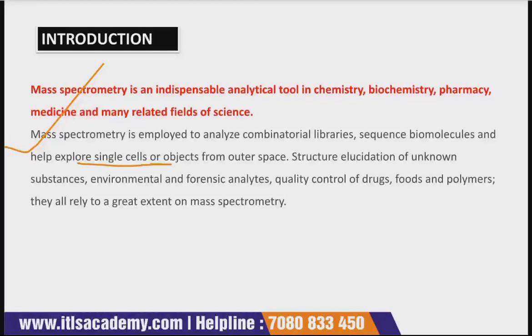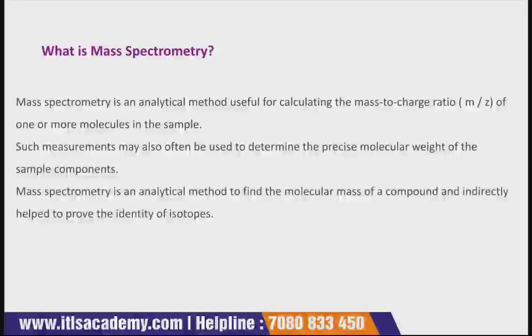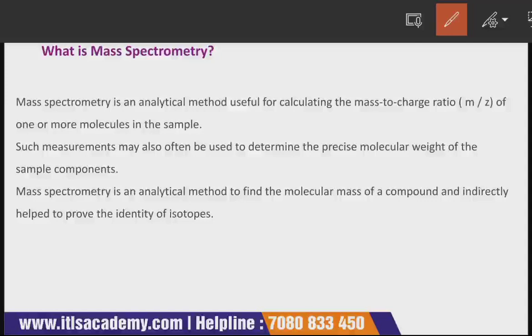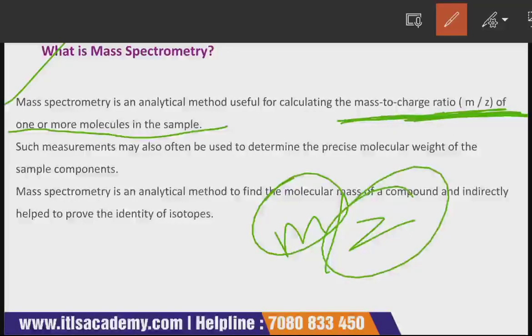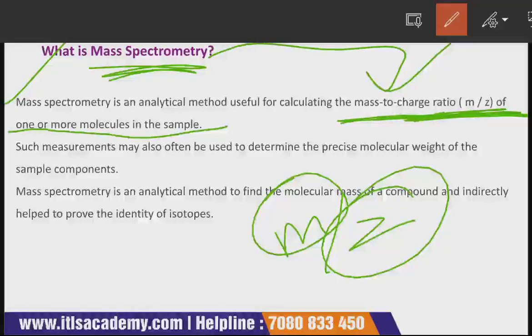We will move further and see the definition of mass spectrometry. Mass spectrometry is an analytical method used for calculating the mass to charge ratio. This is very important. It calculates the mass to charge ratio of one or more molecules present in the sample. That is, this technique is used to calculate the m by z ratio, m for mass and z for charge. Since the name suggests mass spectrometry, it is used to calculate the mass to charge ratio of one or more molecules present in a sample.